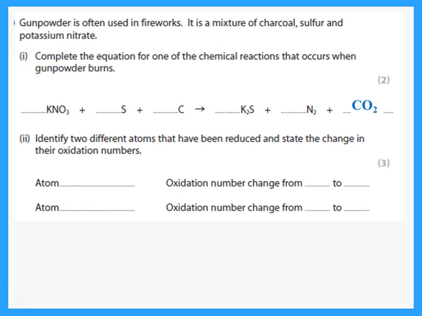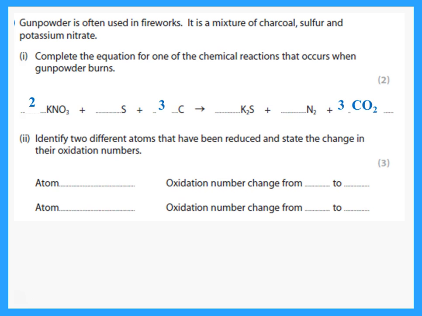2 potassiums. So I have, before the arrow, I must put 2 potassiums. Now I have two nitrogens and two nitrogens after the arrow. I have how many oxygens before the arrow? I have 2 times 3, 6. So I need to put a 3 here so that I have 6 oxygens. Now the carbon after the arrow is 3. I need to put a 3 here. So this is balanced. Now he's saying identify two different atoms that have been reduced and state the change in their oxidation number. So, which atoms have been reduced?